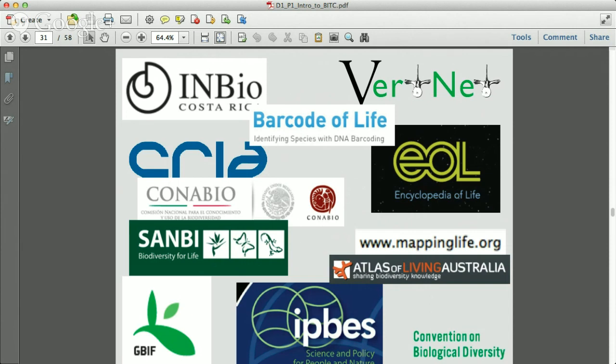Biodiversity informatics consists of a huge number of initiatives. It's a virtual alphabet soup. We have everything ranging from the Encyclopedia of Life to national initiatives like CONABIO, SANBI, and INBIO, to global initiatives like GBIF and the Convention on Biological Diversity. But too often, these different initiatives don't really talk to each other enough.